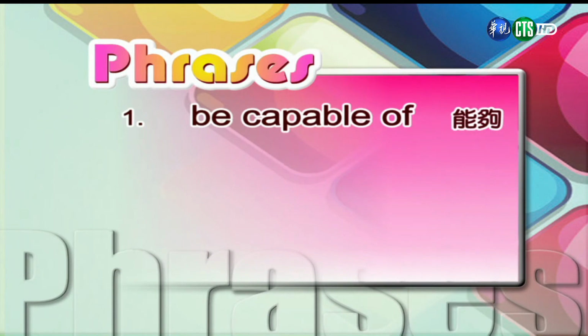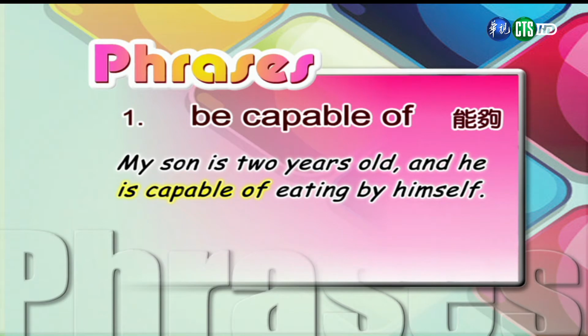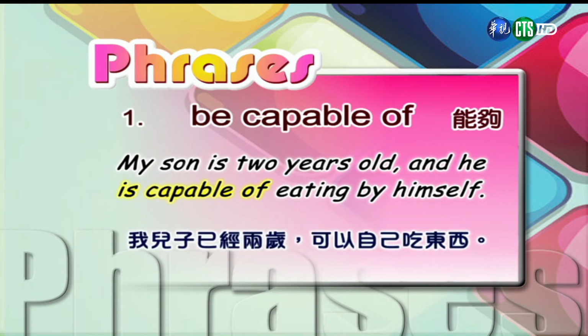And we have one phrase here for your reference. Number 1, be capable of, meaning able to. My son is 2 years old, and he's capable of eating by himself. And we want to know more about how a product placement works. Let's move to the second paragraph.